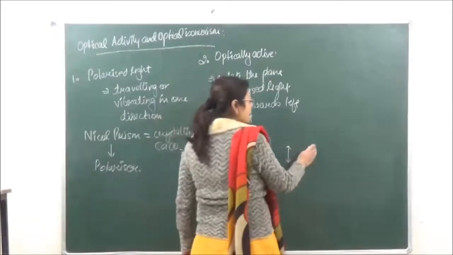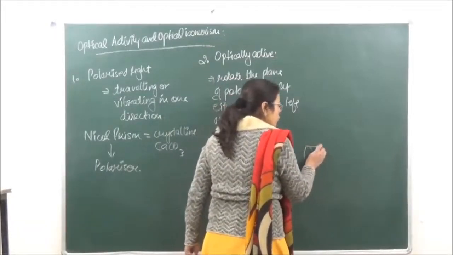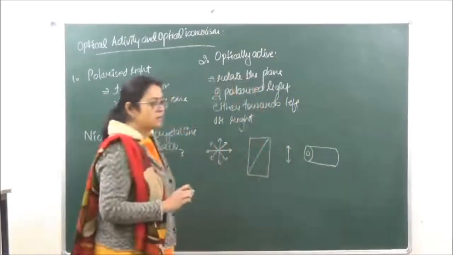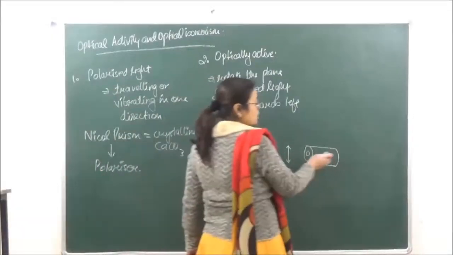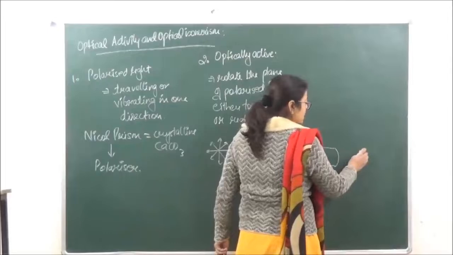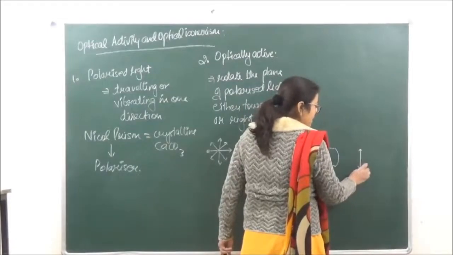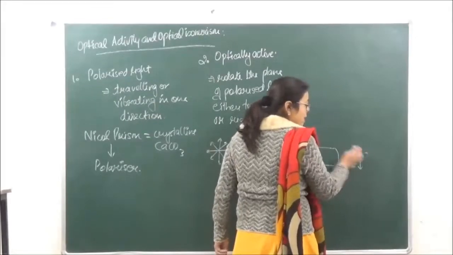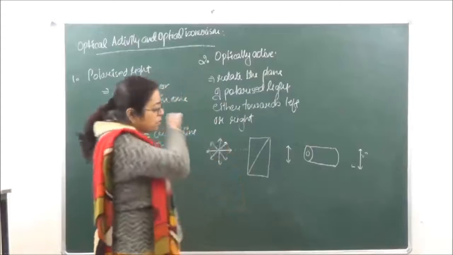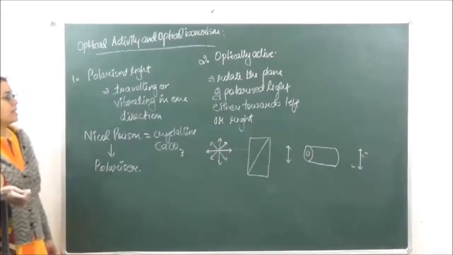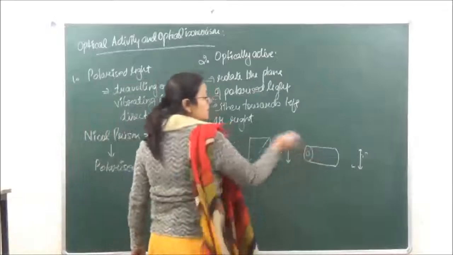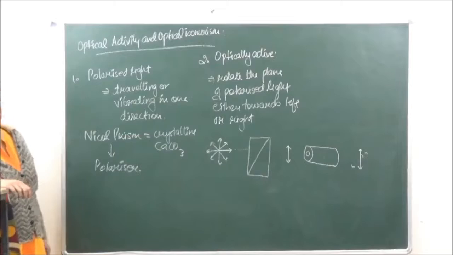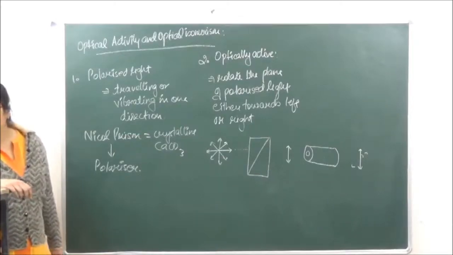We are going to pass this polarized light through a tube which contains the sample. That sample may be any organic substance. When we pass this through the sample, if the sample is rotating the plane of polarized light through an angle theta or alpha, whatever you want to take, then the substance taken over here is said to be optically active. So all substances which are rotating the plane of polarized light are optically active.